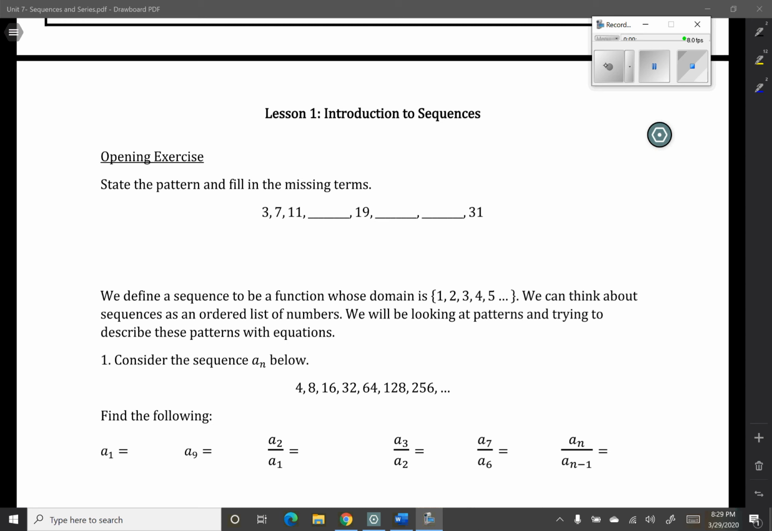So the opening exercise asks us to state the pattern and fill in the missing terms. So I'm going to have you pause the video here and see if you can come up with the pattern for us.